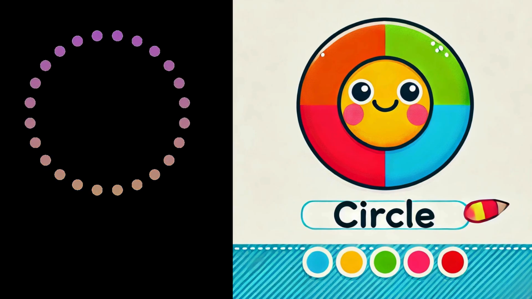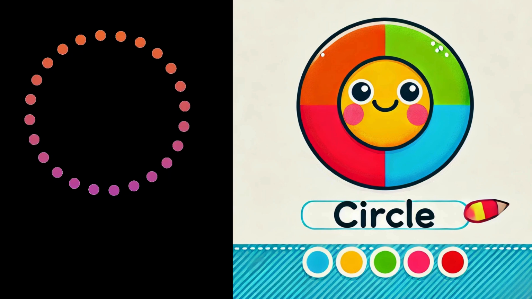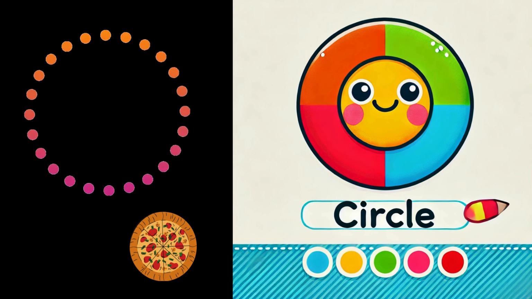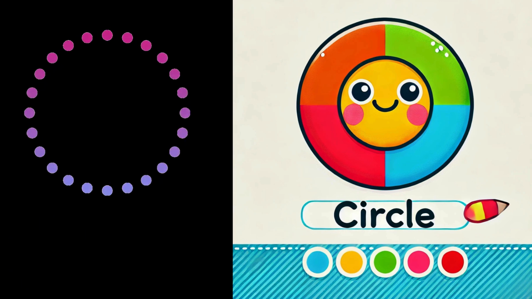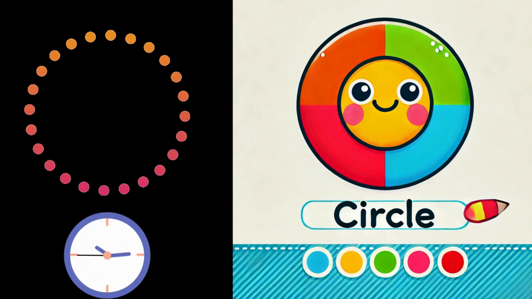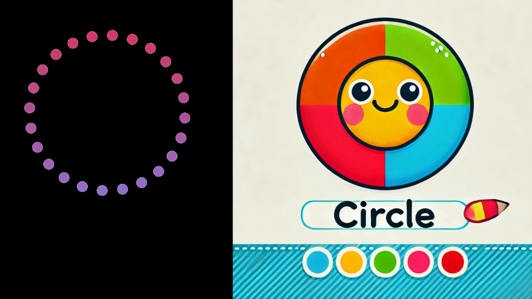Circle. Look at this shape. It's a circle. A circle is round and smooth, just like the sun or a yummy pizza. Can you find a circle around you? Maybe a clock or a ball. Activity: find 3 round objects in your home and draw them.